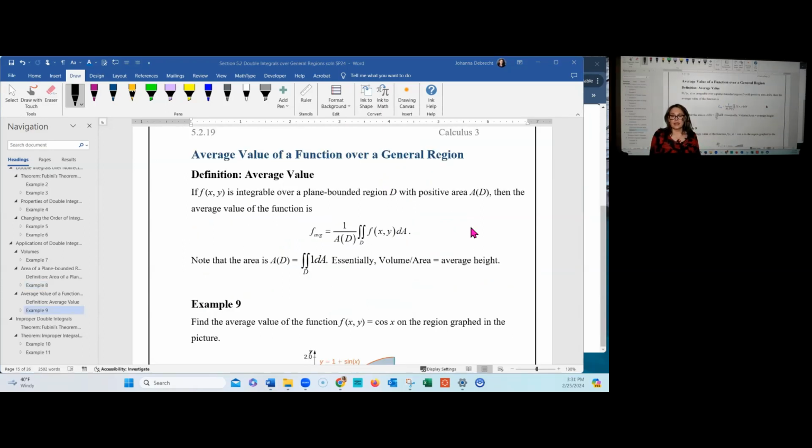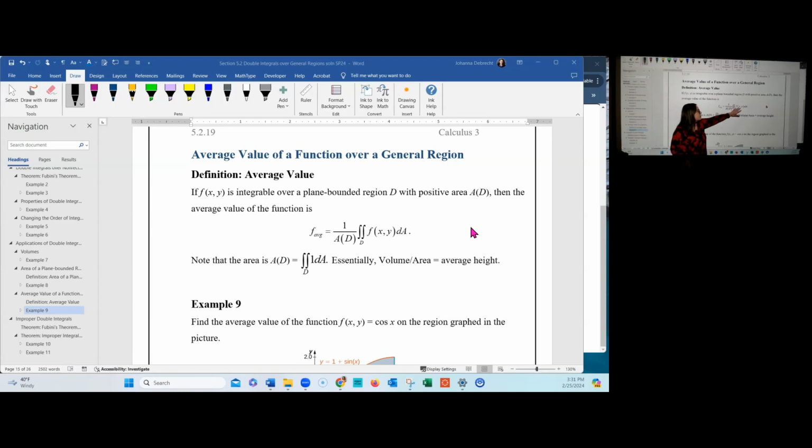We're now ready to take a look at the last application of double integrals over generalized regions, and this is finding the average value. In this case, it makes sense that we solve these essentially the same way we did in section 5.1. First, we find the net volume by calculating the double integral of the function of two variables with respect to the differential dA. Then we take this volume and we divide by the area from the domain that was restricted.